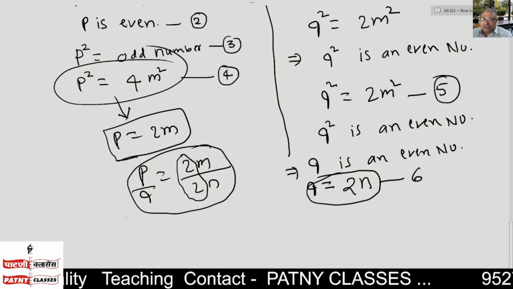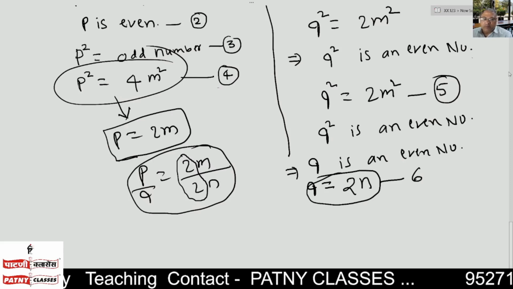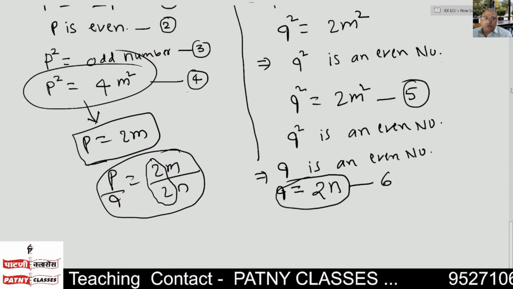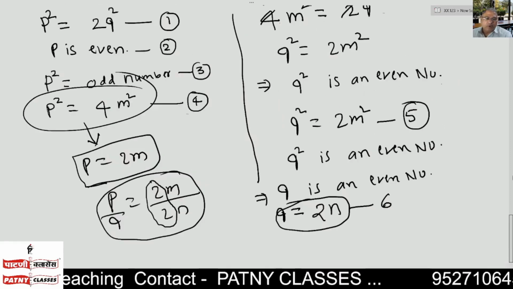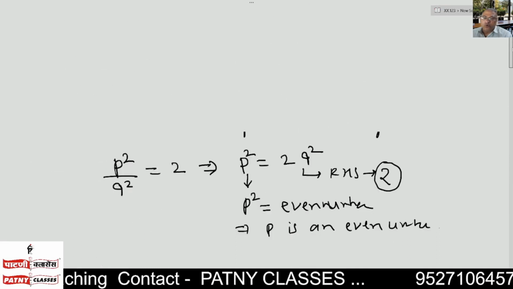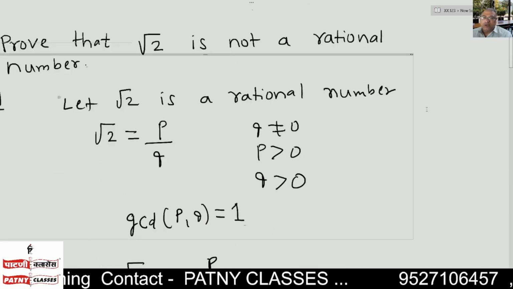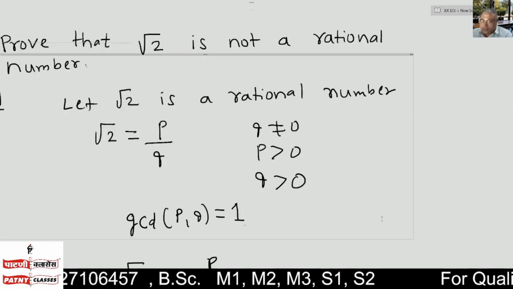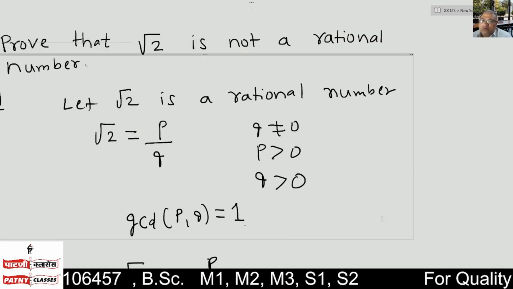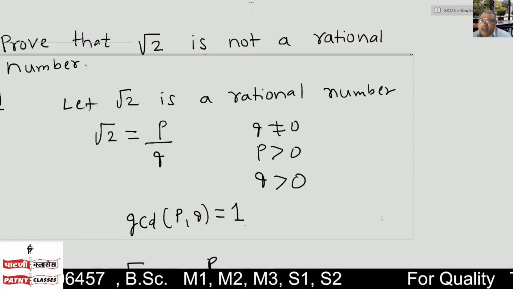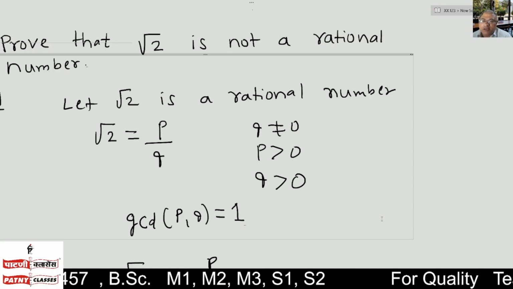Therefore, our statement that root 2 equals a rational number is wrong. Hence, at the end we confirm that root 2 is not a rational number.